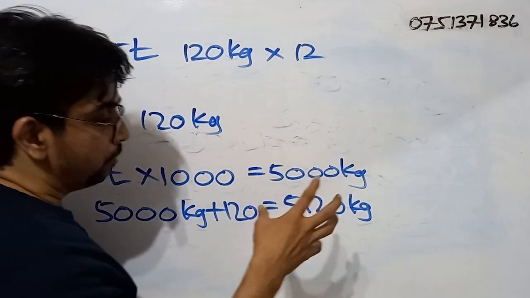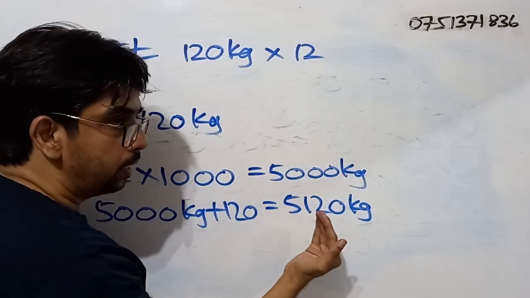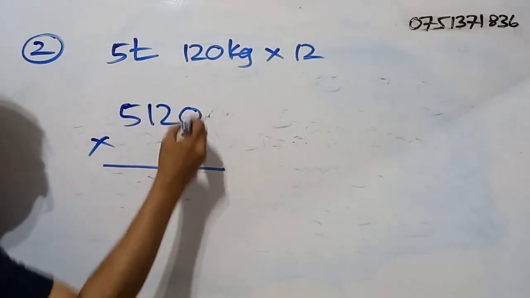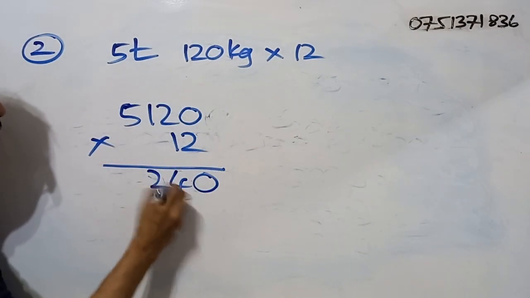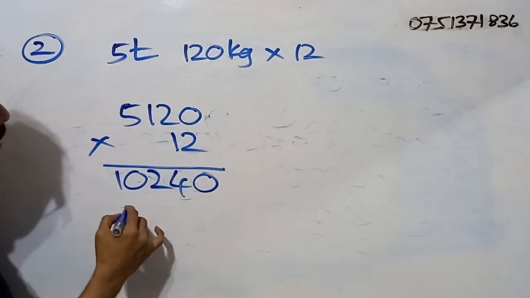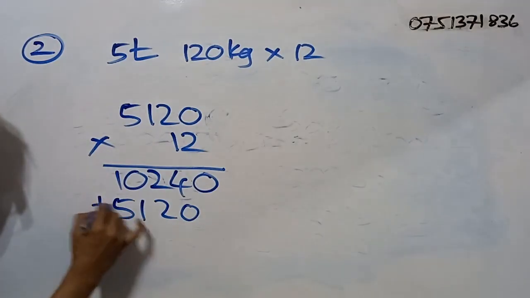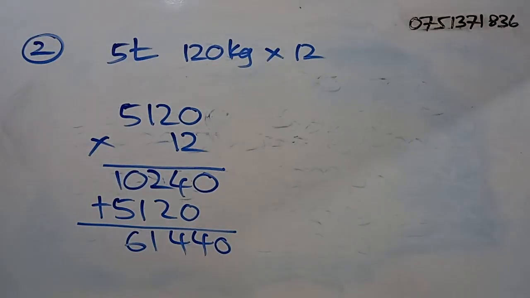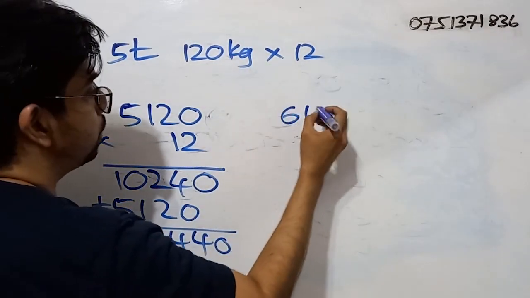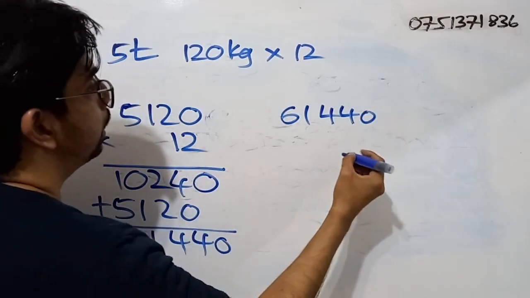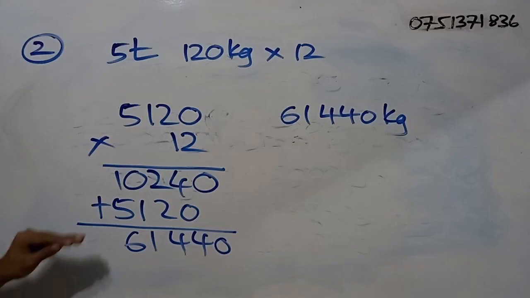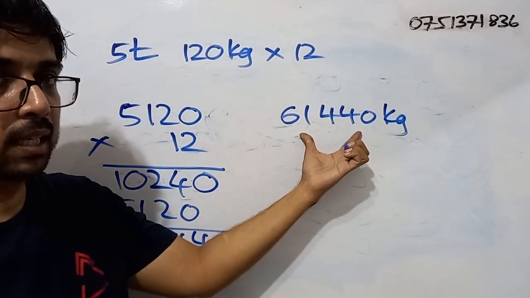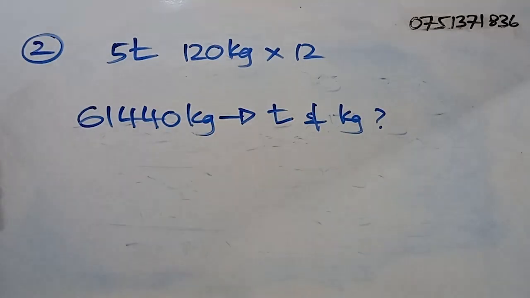Now what we do is, we consider 5120 as a number and we will multiply that by 12 in the usual way. Okay, so 2 into 0, 0, 2 into 2, 4, 2 into 1, 2, 2 into 5, 10. Then what do we get? 5120, no? Then we will add these two together. So 0, 4, 4, 1, 6. So that means we get 61,440. Now these are what? Kilograms. So just as in the previous question, it is better for us to convert this into tons and kilograms. So here we need to do this conversion.